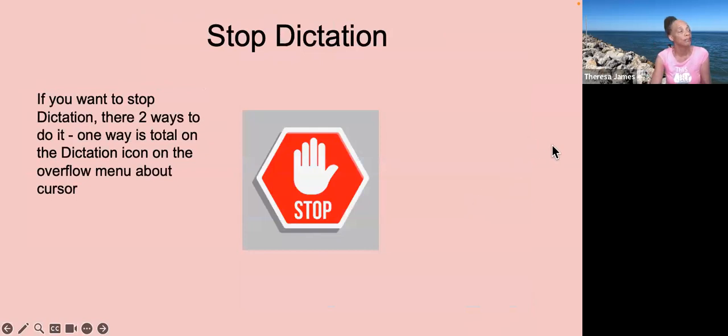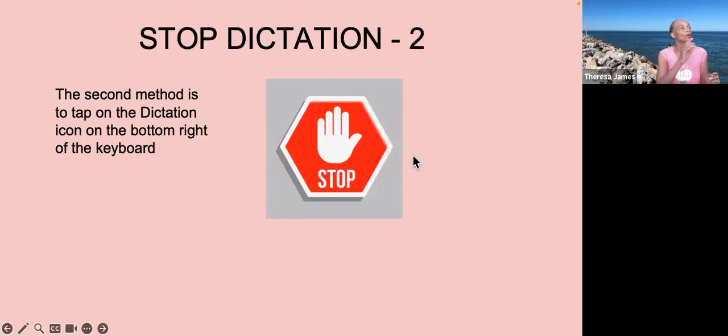Okay, if you want to stop dictation, there are two ways to do it. One way is to tap on the dictation icon to totally stop. I think I have a typo there. The second method is to tap on the dictation icon at the bottom right of the keyboard. So there are two ways. You can either stop and wait 30 seconds and it will cut, or look for the dictation icon at the bottom right-hand side of the keyboard.